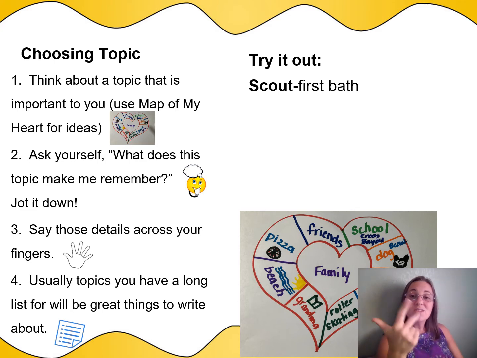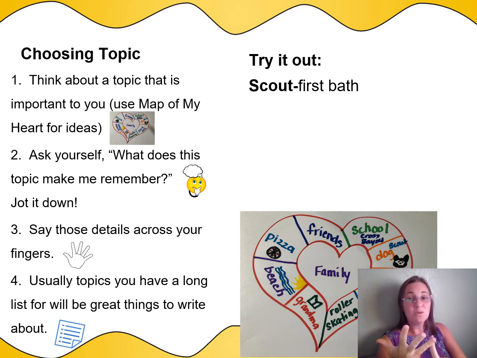Then I have to think of the details to make sure I have enough details to write a story. So I'm going to think about the fact that we gave Scout a bath with a hose. We made sure the hose was not too hard. We wanted it to be soft. We had to speak gently to Scout so that he wouldn't be afraid. And then when it was all over, we dried him off with a big, soft, fluffy towel. So I have a couple of details for that. That might make a good story.